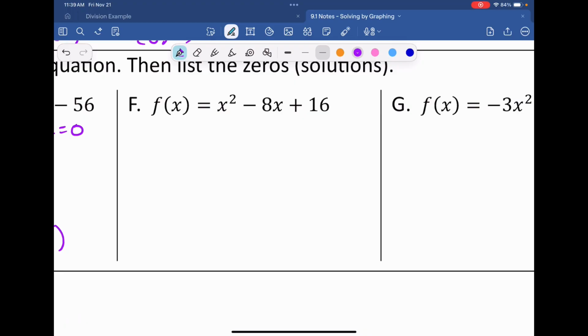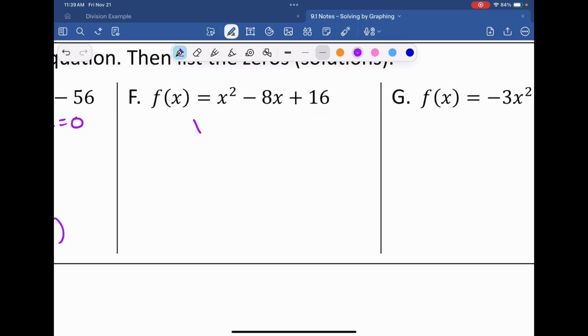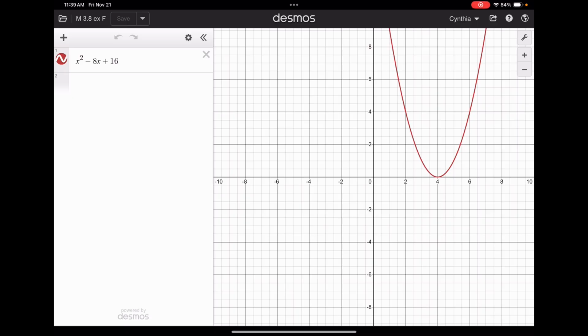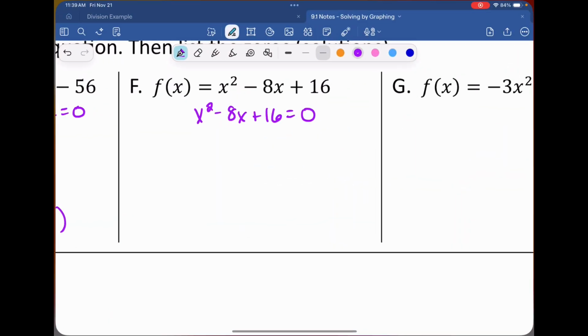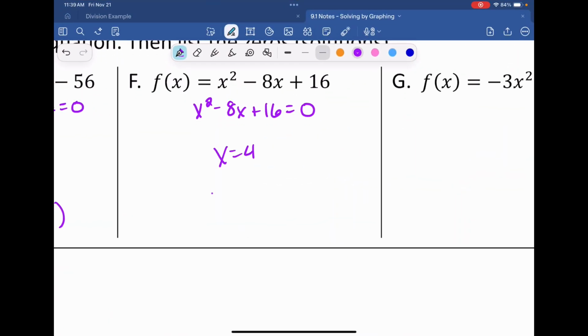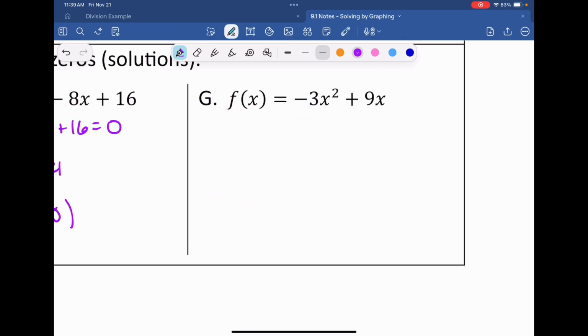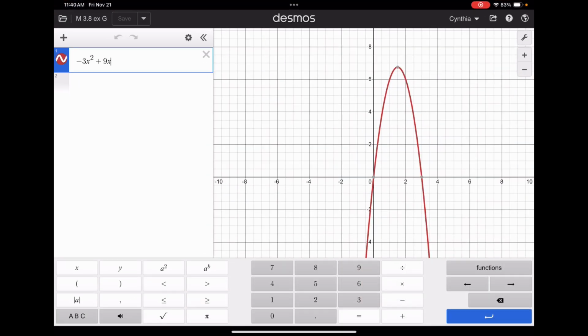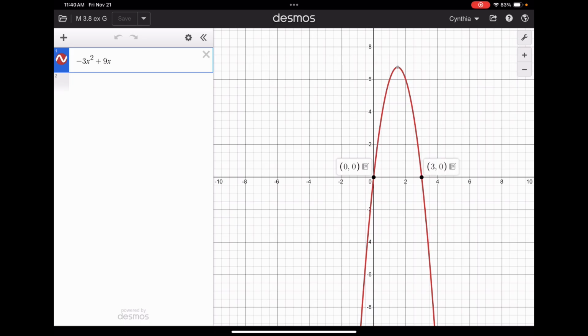All right, f of x equals x squared minus 8x plus 16. Set the equation equal to 0. Put it in Desmos, which I have. Make sure it's selected. Then I can see where it hits the x-axis at 4. And if you want it as an x-intercept, 4, 0. Last one, negative 3x squared plus 9x. Set it equal to 0. Put it in Desmos. Make sure your equation is selected. And we see where it hits the x-axis at 0, 0, and 3, 0.